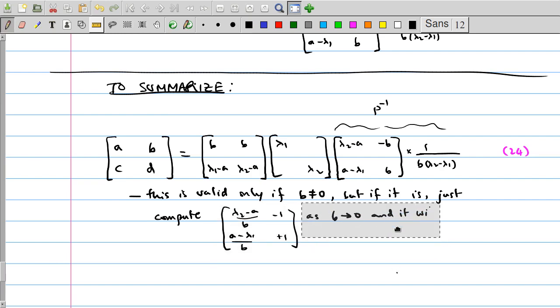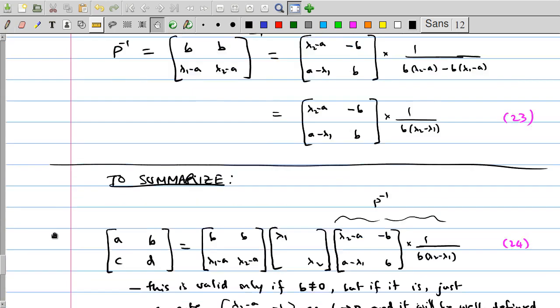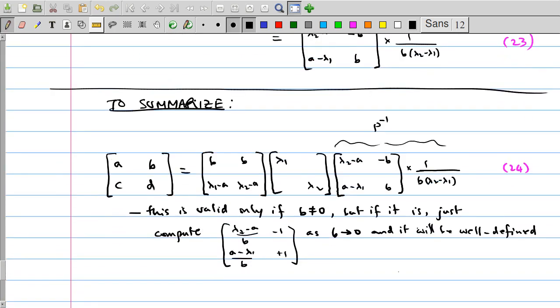And it will be well defined. How does that ensure that it's going to be well defined? So there is just one slight case where it won't be well defined. But for most cases it will be well defined, because what you're going to do is substitute the actual value of lambda 2 minus A over here.